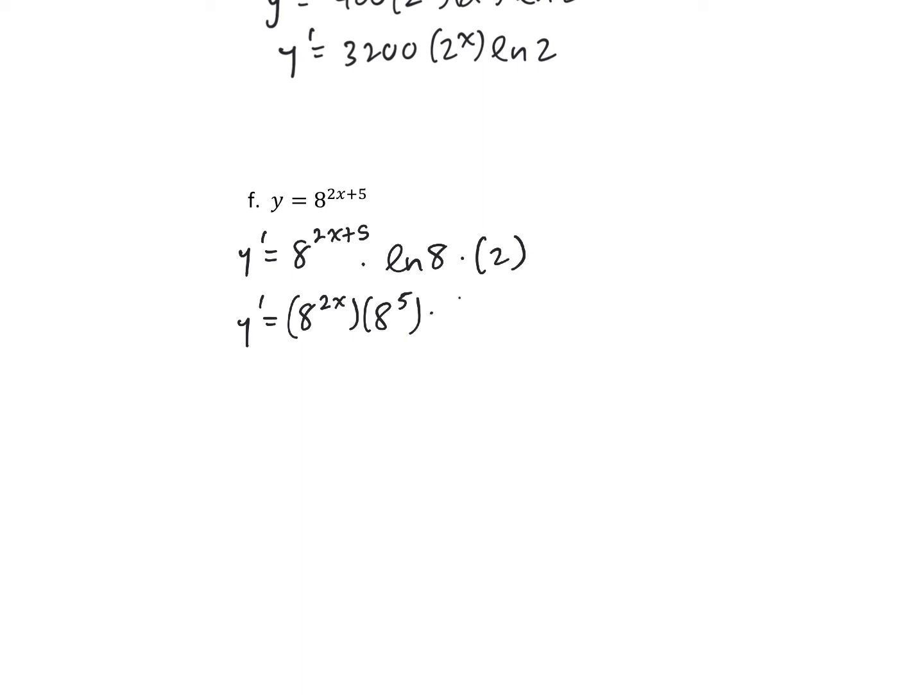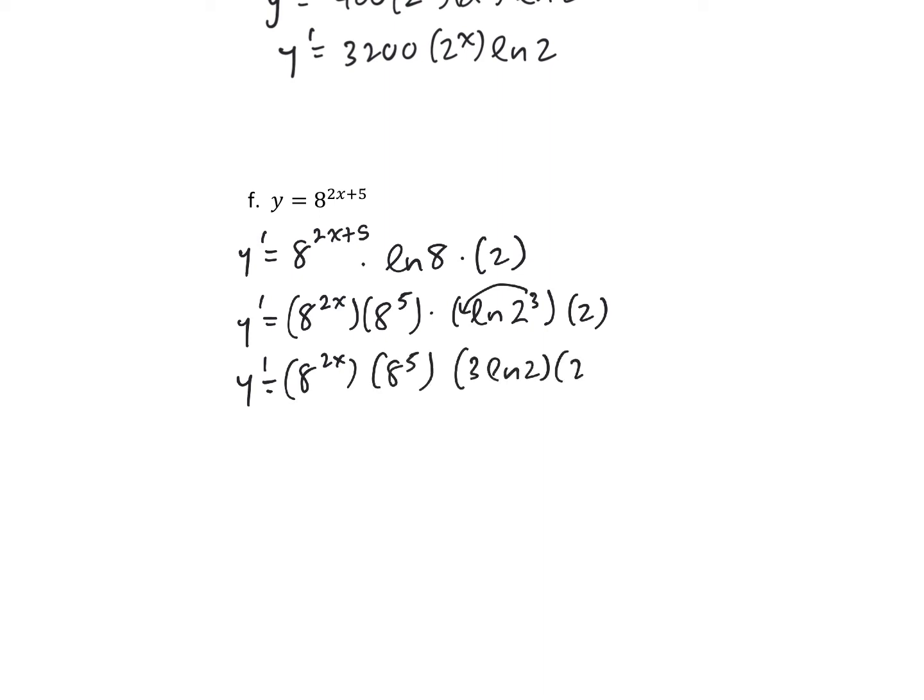Another thing that they've done is they've changed the ln 8. They've changed 8 to 2 to the power 3, and then brought down the 3. So that's 3 ln 2 times 2. Then they've multiplied this 3 and this 2 together to get 6.